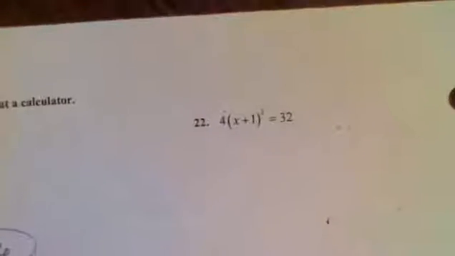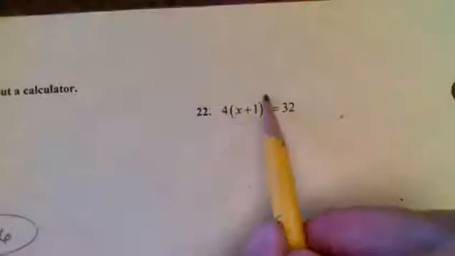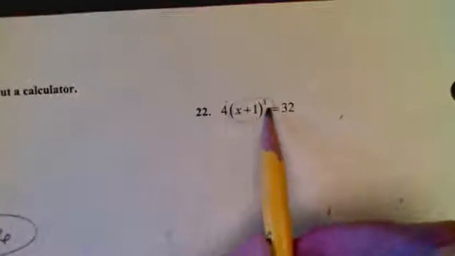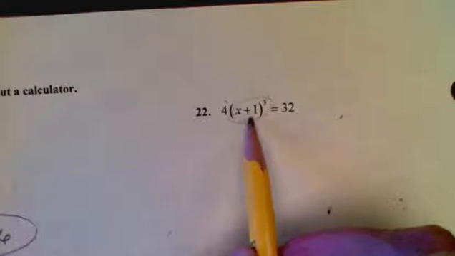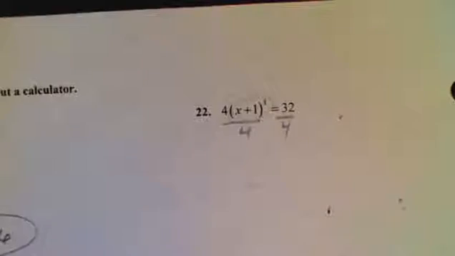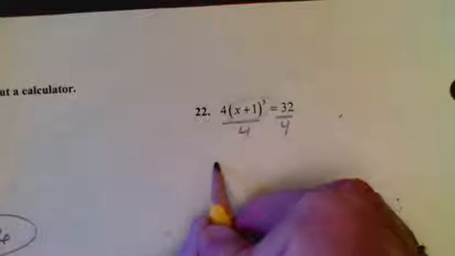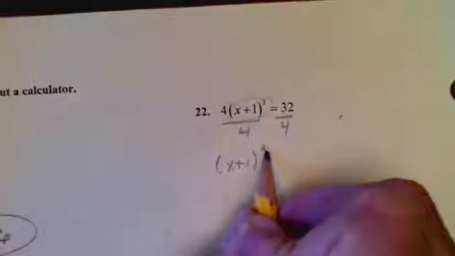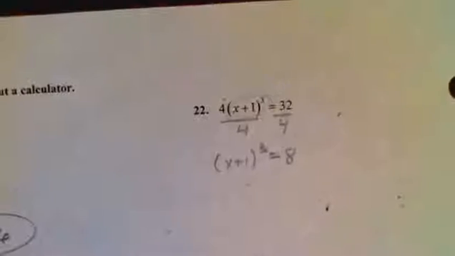All right, if the base is not by itself, here's where a lot of you made a mistake. You need to make sure you get that by itself. So before you get started, you have to divide by 4. So you get (x plus 1) cubed equals 8.